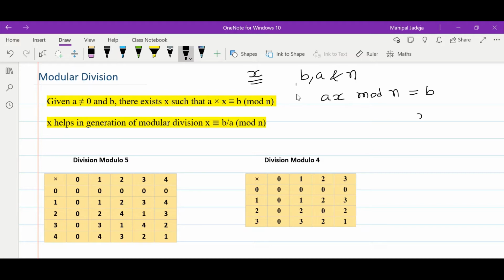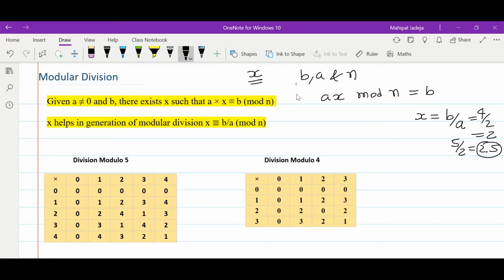In traditional standard mathematical division, we talk about b divided by a, and if b and a are integers, then our x must also be an integer. In some scenarios this is feasible. For example, if b is equal to 4 and a is equal to 2, then we get 4 by 2, which is nothing but 2. But in some cases this division is not possible. For example, if we perform 5 by 2, then we won't be able to generate an integer value. This value is real, right? 2.5.